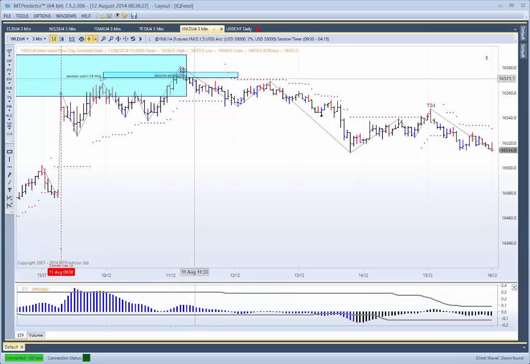So what I like to do is, rather than trying to pick the high, because that's quite dangerous unless you get an automatic setup like we had a bit earlier around 10 o'clock, what I like to see is an initial decline down, which we had here, an initial rally up.